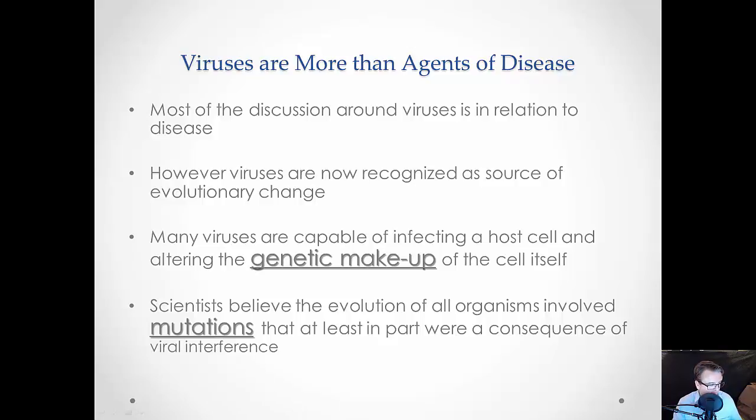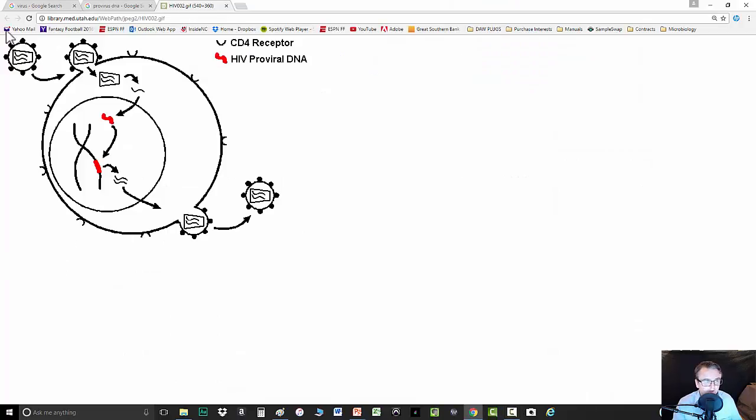Let's take a look real quick. This is a figure I pulled off the web from the University of Utah, and it just shows a virus attaching to a cell, inserting its genetic material. This would actually be an RNA virus, and the DNA then inserts into the host cell, shown in red.